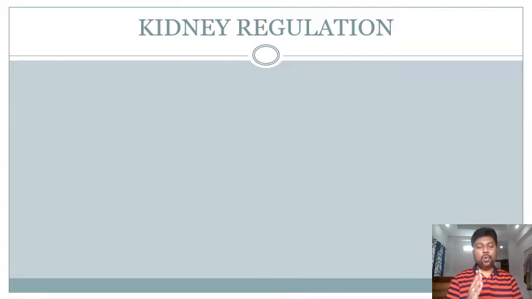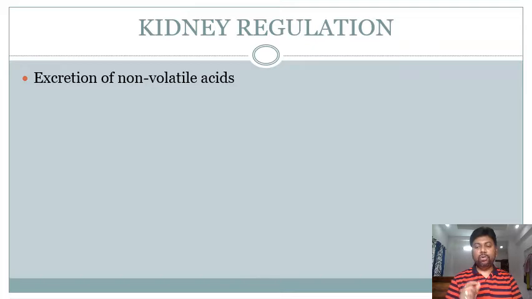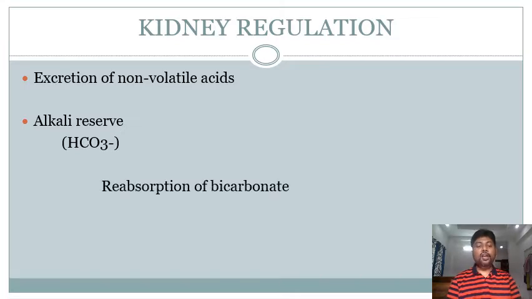So I said the volatile acid, the carbonic acid, is excreted by lungs, whereas the non-volatile acids are excreted mainly by the kidney. That is one of the primary functions of kidney. Apart from excreting acids, kidney also increases the base. That means it increases the alkali reserve by increasing the bicarbonate levels in our body. So how it does this means by two ways. One is it increases the reabsorption of filtered bicarbonate so that it is not lost in the urine and the bicarbonate level in the blood will be increased.